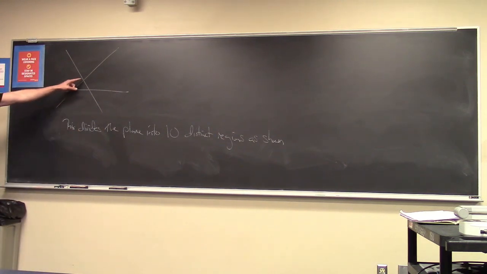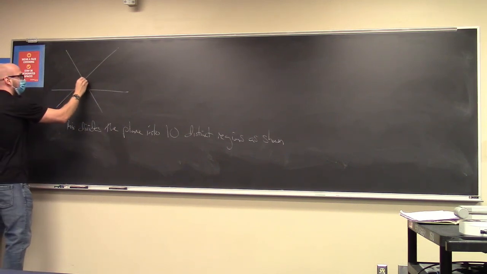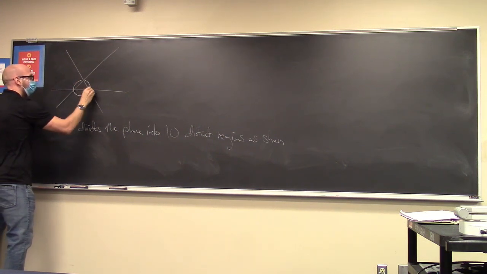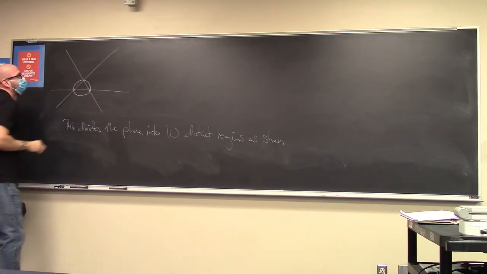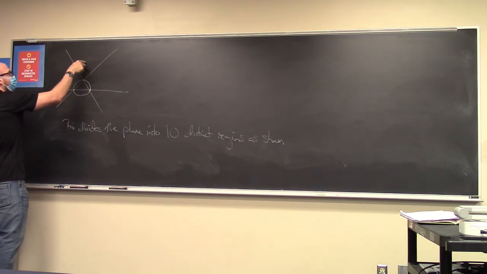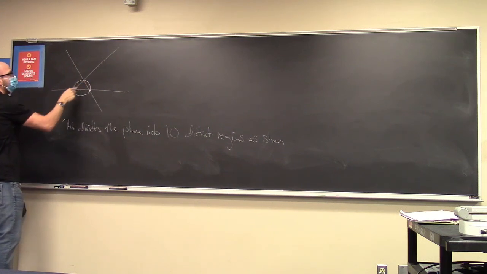There's my triangle, ABC. I'm not going to label the vertices because it'll start to look pretty cluttered. But there's ABC, and here's my circumcircle. And I do indeed have 10 different regions, right? I've got 1, 2, 3, 4, 5, 6, 7, 8, 9, 10.